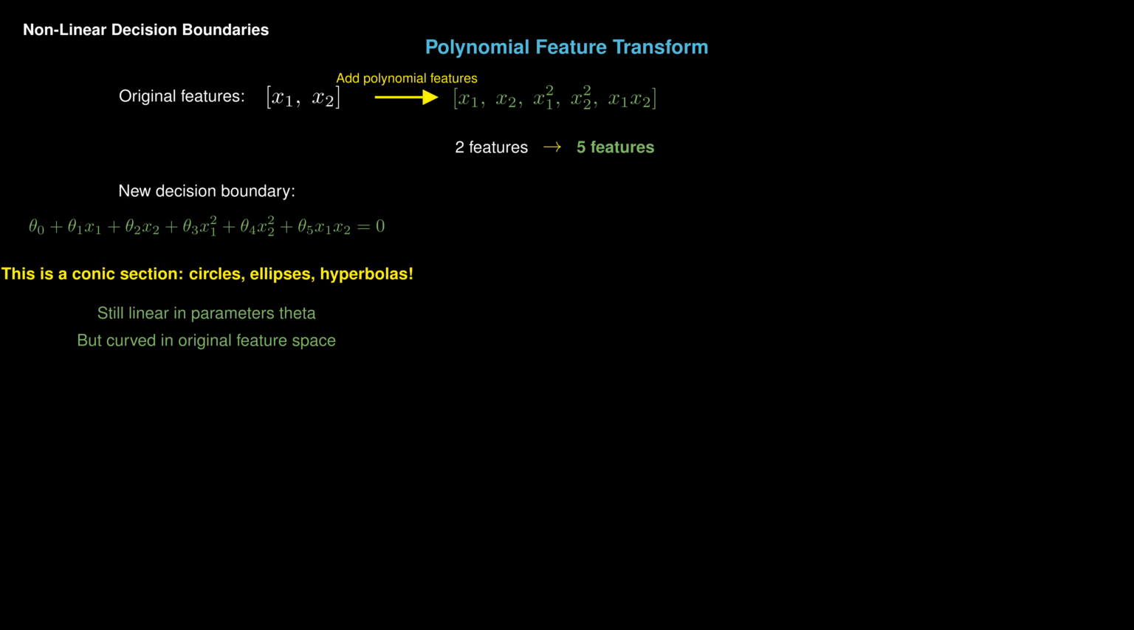We are still doing logistic regression. The model is still linear in the parameters theta. But by transforming the input features, the boundary in the original x1, x2 space can be curved. This is exactly the same idea as basis expansion from linear regression. We engineered new features. The model itself did not change.